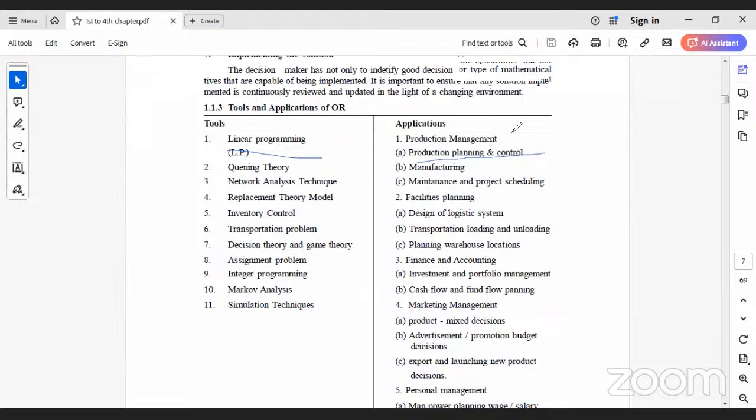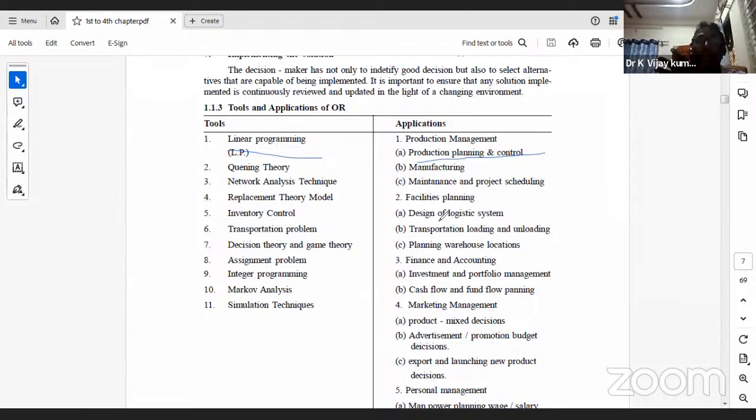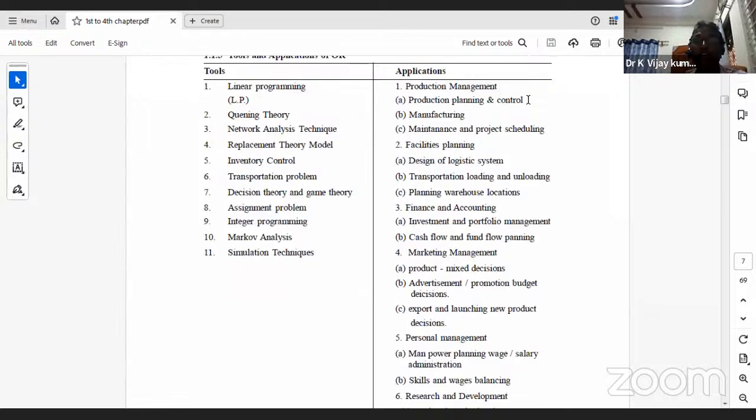So these tools may be applicable in the practical part. That is the application part we are taking here. Facilities planning. What is facilities planning? See here, what is the facility design of a logistics system? How you can take the design of a logistics system: transportation, loading and unloading. How the loading and how the unloading, and what is the resulting outcome here?